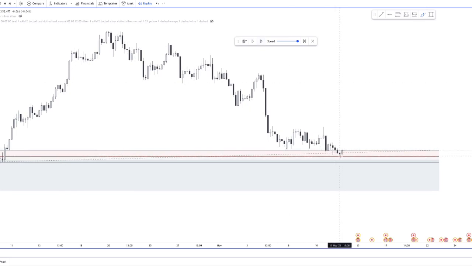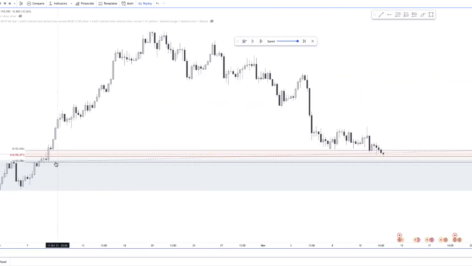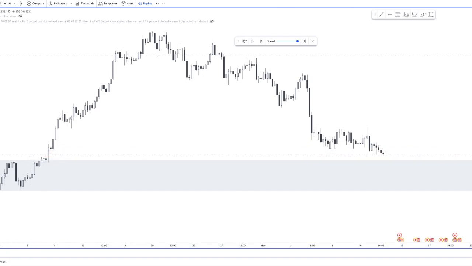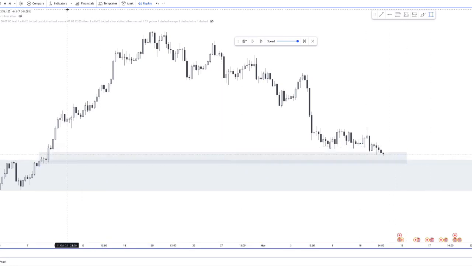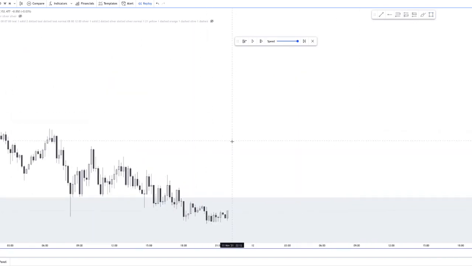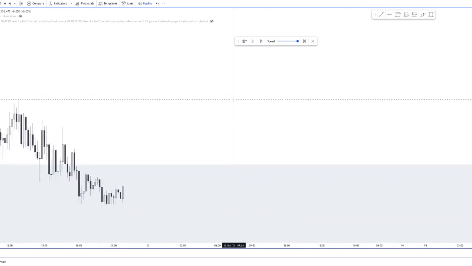Cool. Now the price tapped into this 50% of this daily inefficiency, and basically mitigated the 4 hour demand. So now we can scale again into 10, 12, 15 minutes, which is my entry time frame, to see if we can find some confirmations.